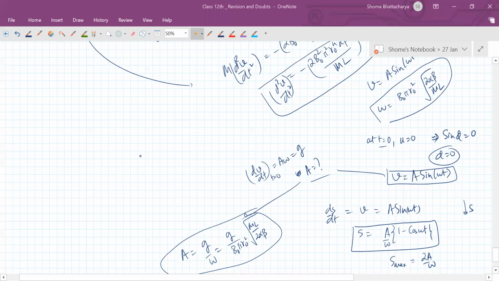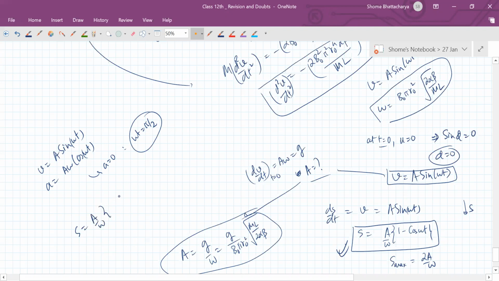So here you see your v is A sin omega t. So your acceleration is A omega cos omega t. So for your acceleration to be 0, your omega t has to be pi by 2. And now, last step, your displacement here was A by omega times (1 minus cos omega t). So s is equal to A by omega when acceleration is 0. That is the equilibrium condition.